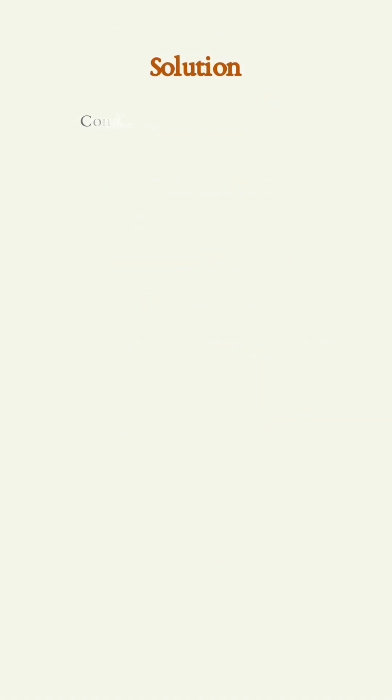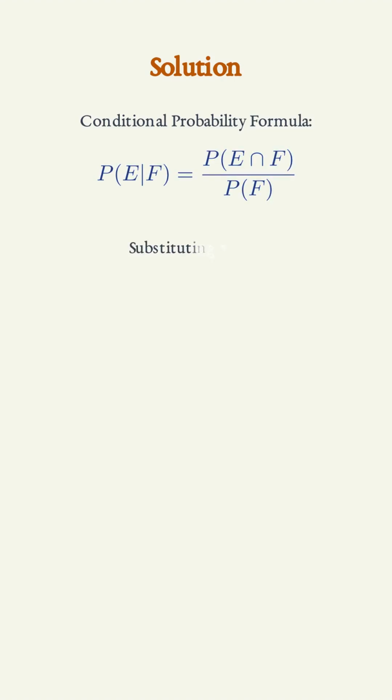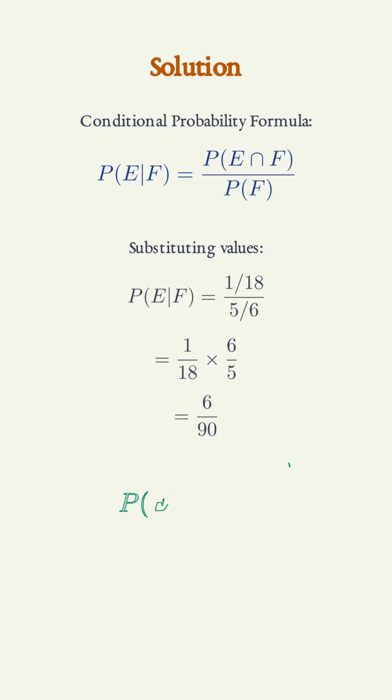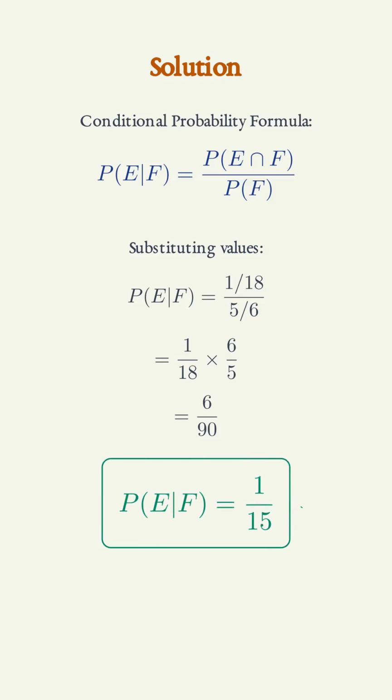Using the conditional probability formula, P of E given F equals P of E intersection F over P of F. That's 1 over 18 divided by 5 over 6, which simplifies to 6 over 90, giving us 1 over 15. Final answer, P of E given F equals 1 over 15.